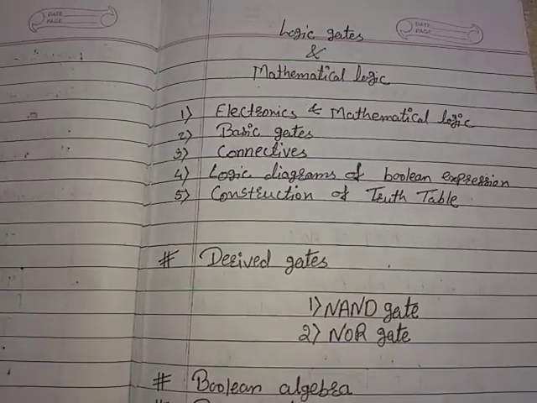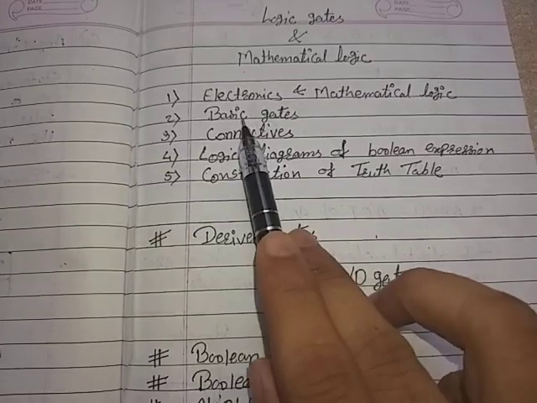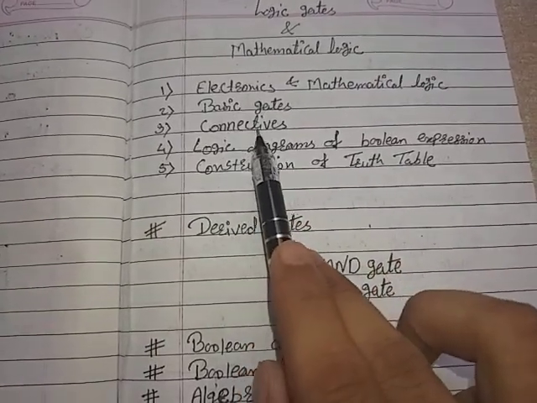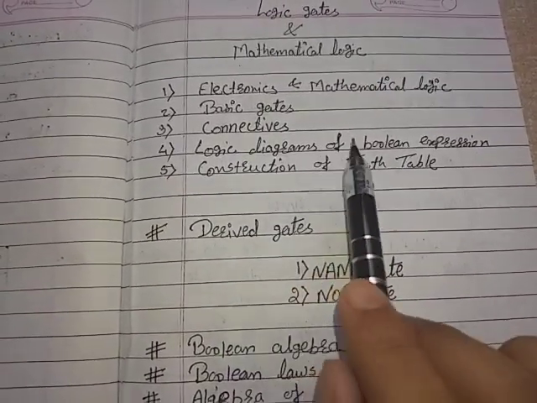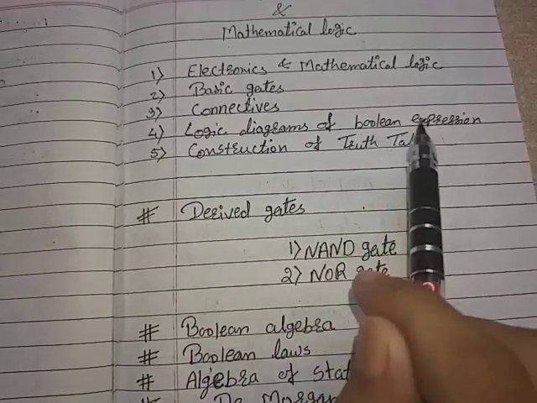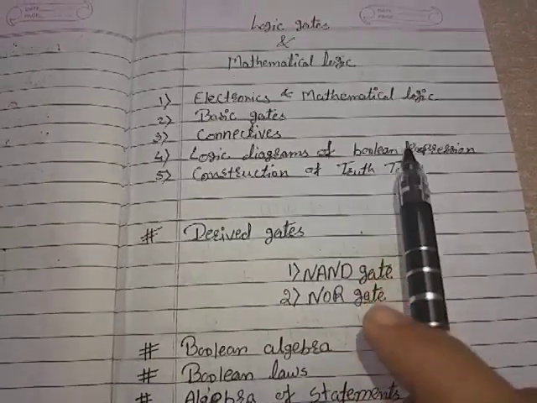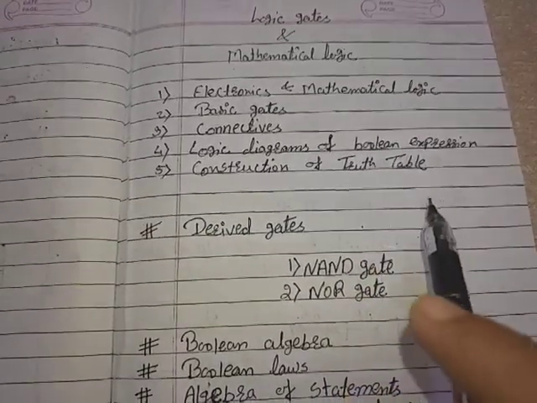Hello guys. So far we have learned electronics logic, mathematical logic, basic gates, mathematical connectives, logic diagram of Boolean expression and construction of truth table for Boolean expression and mathematical statements. In case you missed it, the link is available in the description.